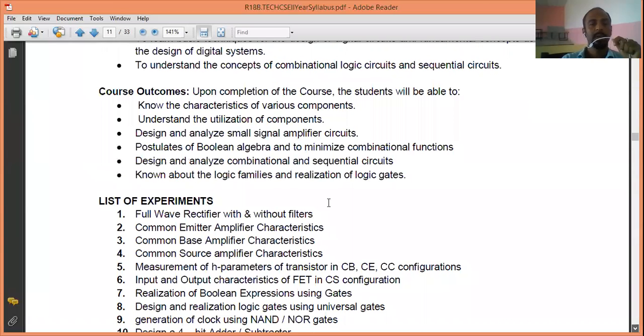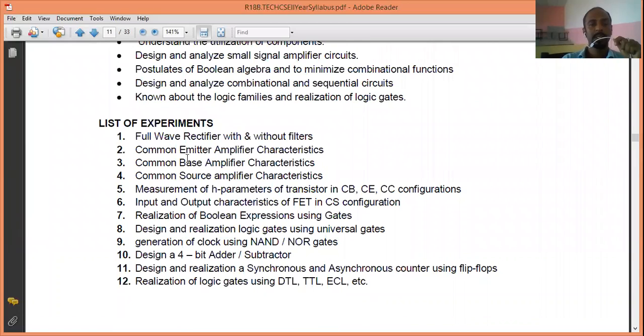You will be doing experiments on rectifiers. You will study how to use a transistor as a common emitter amplifier, as a common base amplifier, and how to make it work as a common source amplifier. Then you have to study the H parameters. That is basically understanding, when you want to compare the transistor configurations, on what basis you compare them. For that, you will be using what are called H parameters. In terms of H parameters, you will be comparing each of these transistors.